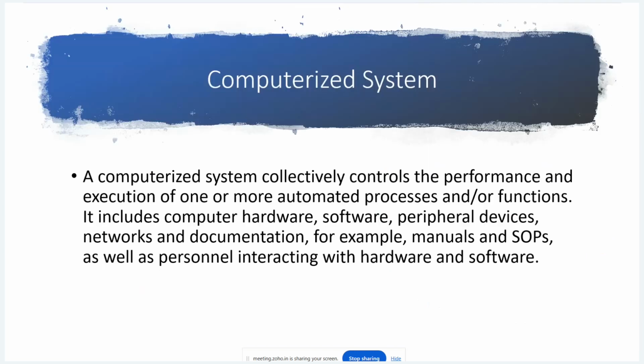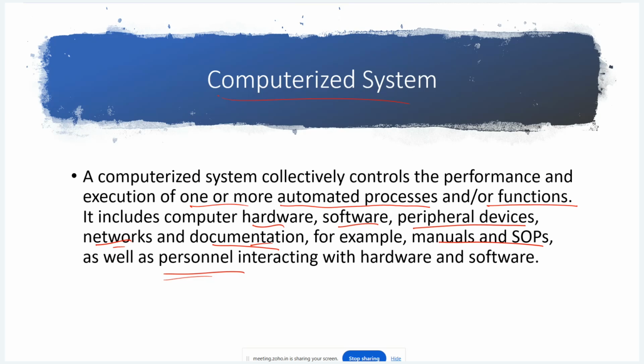A computerized system has some extras. It has hardware, software, peripheral devices, the devices which are connected to your computer system, plus network, plus documentation like SOPs and all, plus the person who is operating the system is also part of the computerized system. So all these components, hardware, software, peripheral devices, network, documents, and people, come together to perform one or more automated processes or functions, and that is called a computerized system. So a computerized system includes everything, and a computer system is the simple thing.